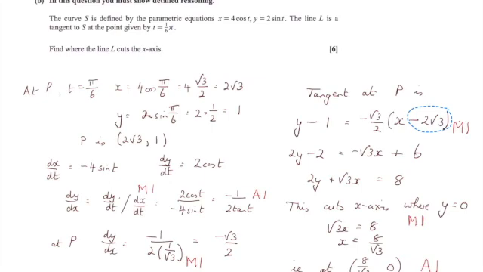The next mark is a method mark for putting y equals 0 into whatever equation you got for the tangent. And finally, the accuracy mark is for the final answer, 8 over root 3, 0. You are, of course, allowed, as I mentioned before, various equivalent alternatives, including correct to 3 significant figures, if you wanted to give.